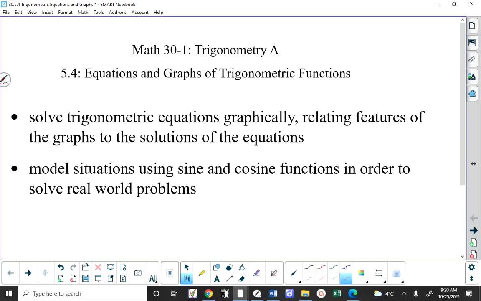Today what we're going to be doing is finishing off Chapter 5 before we get to identities tomorrow. We're going to be solving trigonometric equations graphically. Why graphically? Because sometimes it's just easier, and sometimes it's not possible to do it algebraically. And then we're going to be looking at modeling situations using sine and cosine functions. There's a lot of things in the real world that follow sine function patterns.